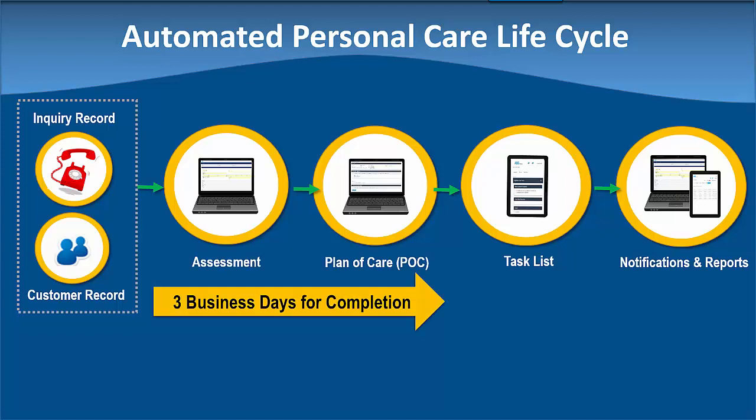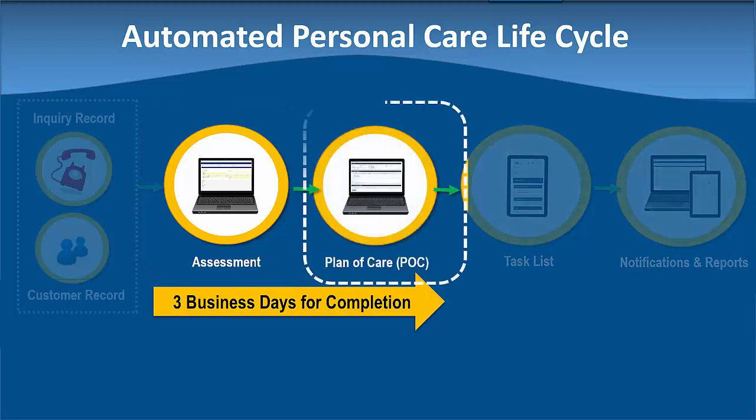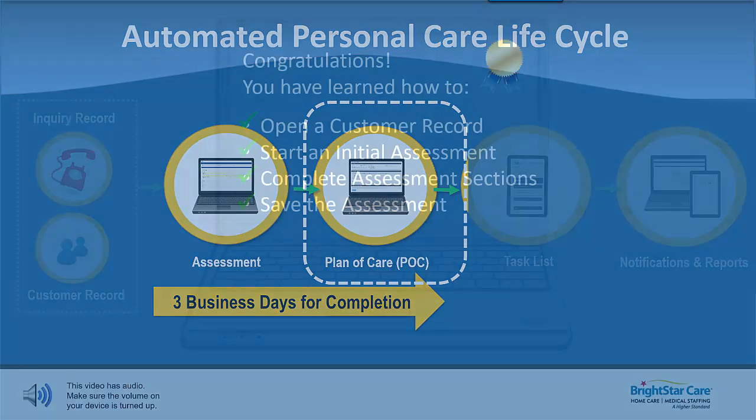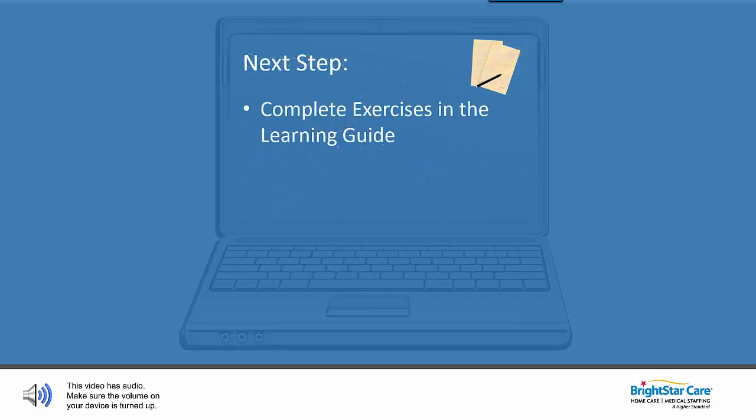And that's it. Remember, in this video, we focused on documenting the assessment. You'll learn about the plan of care in the next video. You should now know how to open a customer record, start an initial assessment, complete the assessment sections, and save as a draft. Next steps are to complete the hands-on exercises using the ABS Sandbox system. Look in the Learning Guide for more details.